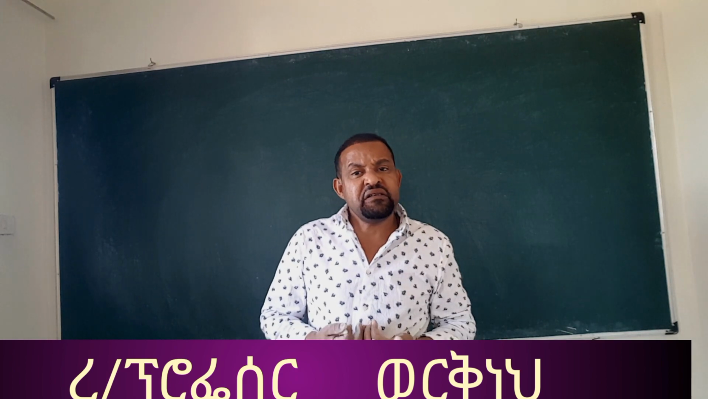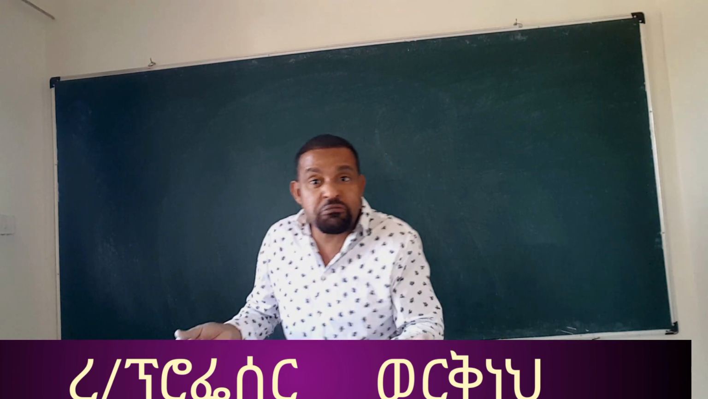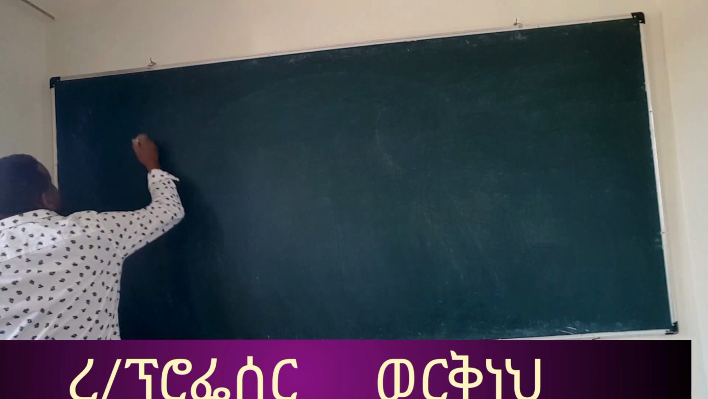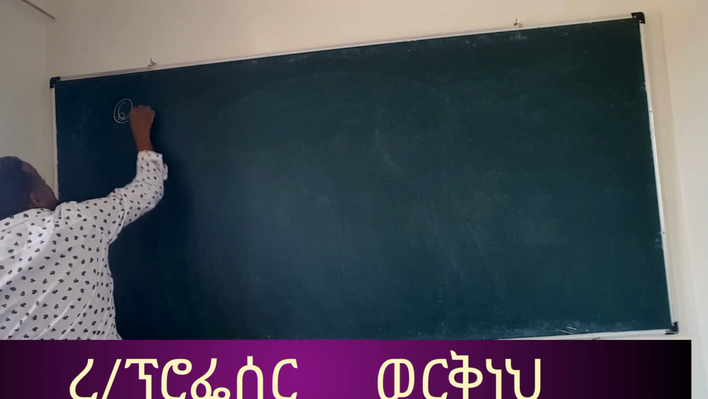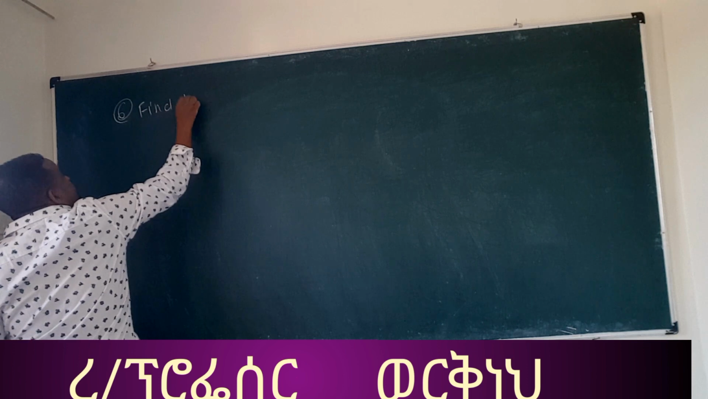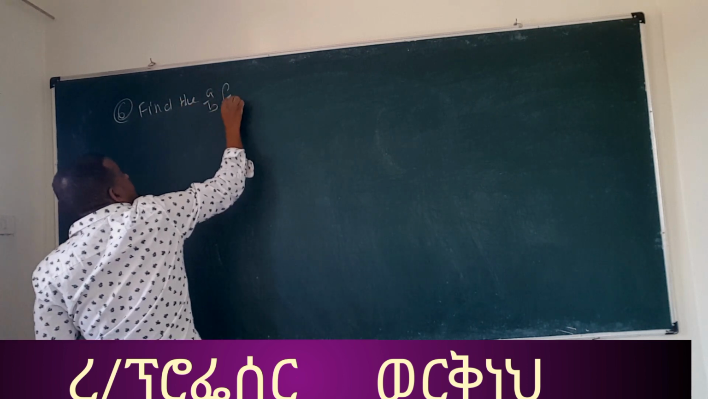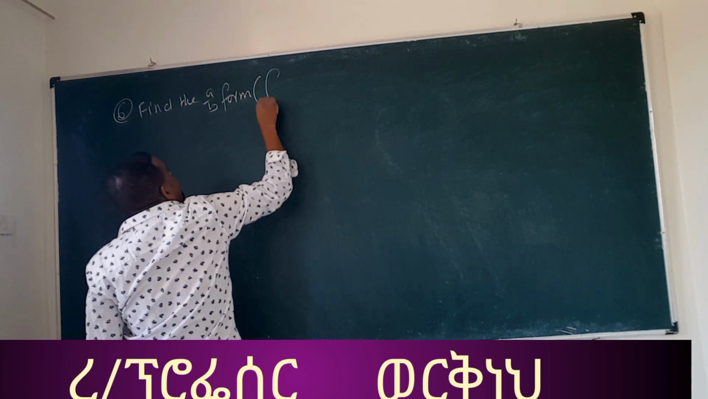Another use of this geometric series: we can convert repeating decimals to a over b form. Say for example, the sixth example: find the a over b form. A over b form means fraction form, right?